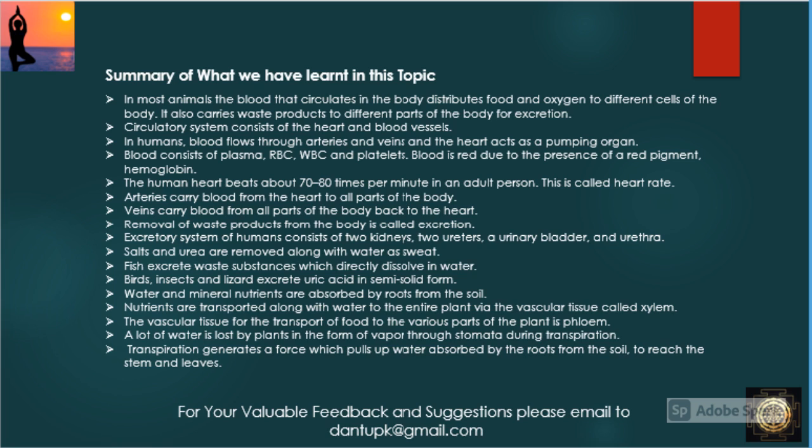A lot of water is lost by plants in the form of vapor through stomata during transpiration. Transpiration generates a force which pulls up water absorbed by the roots from the soil to reach the stem and leaves.